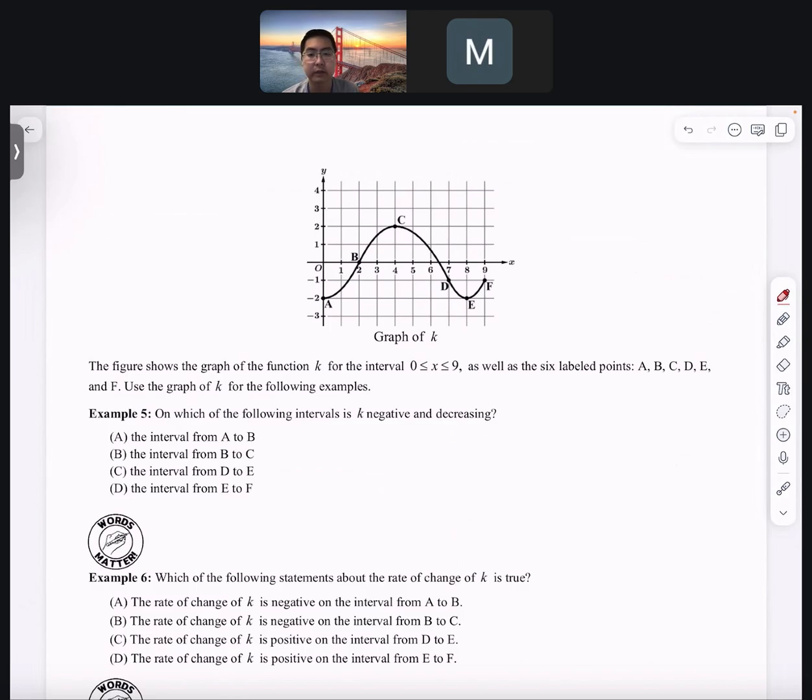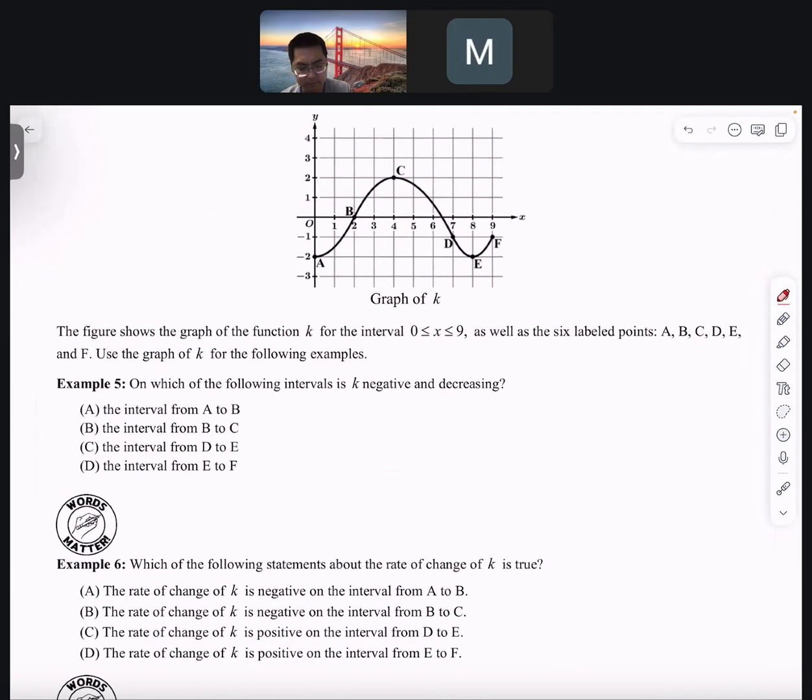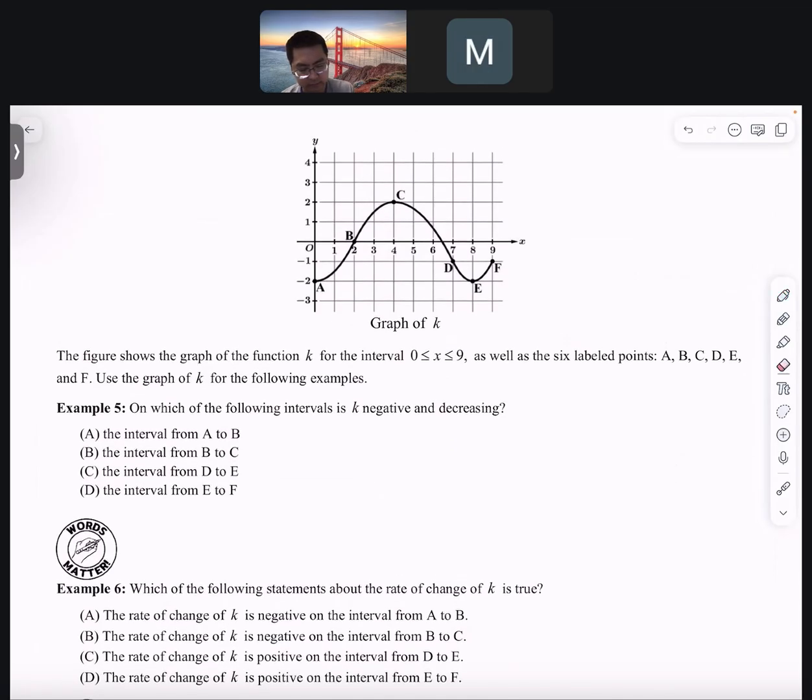So it says, on which of the following intervals is k negative and decreasing? So basically, we need to see where k is below the x-axis and where it's going down. Well, we can only look here and here, but this is increasing, so no. This looks good, right? It's below the x-axis and it's going down. So that means it would be letter choice C, from D to E.